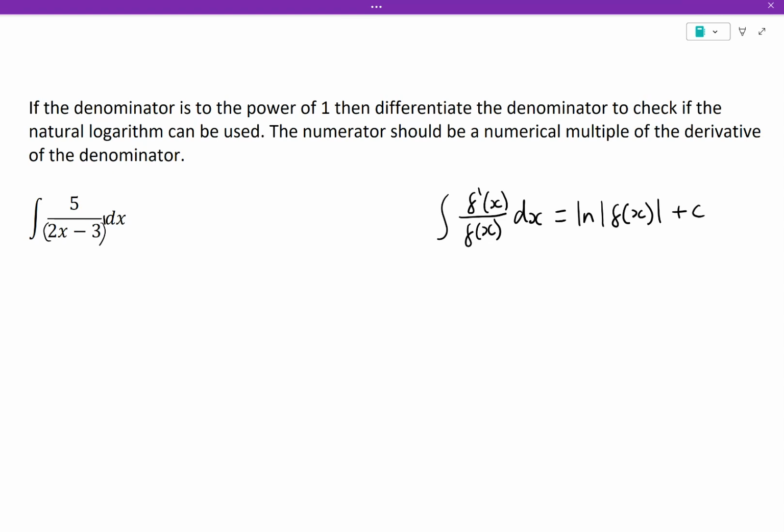Okay, so in these scenarios, it's quite common to use the natural logarithm. Now, to check whether the numerator is the derivative of the denominator or a numerical multiple of it, I need to go to my denominator and I need to differentiate it.